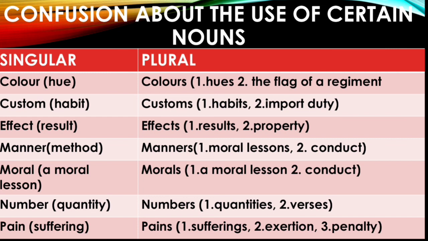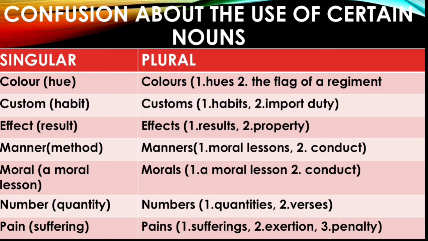We have singular and plural. Some nouns have one meaning in the singular but two in the plural. When it becomes plural, it has another meaning also. Color, singular, is hue, different types of color. But when it becomes colors, first is hues, then another meaning is the flag of a regiment. Just read it out.